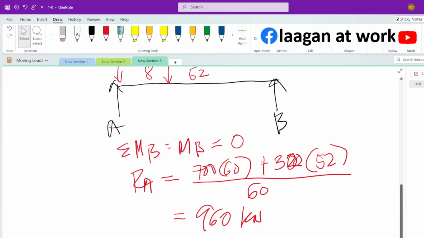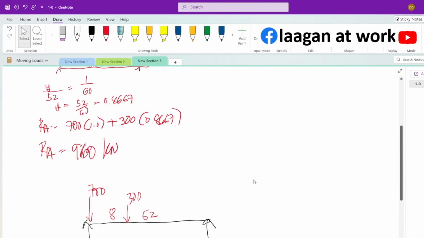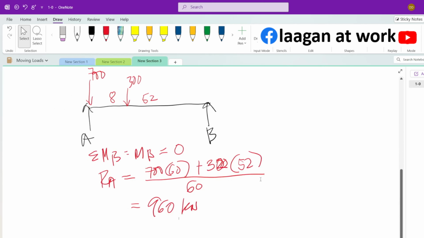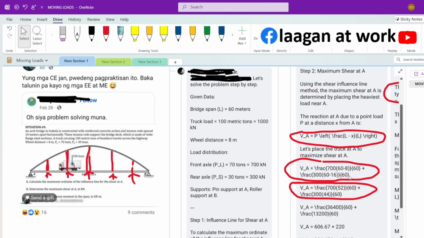So it's either you use the influence line or the summation of moments. It would still arrive at the same answer, 960. So I don't know. I'm trying to figure out, like I said, why he has only 826.67. Now, based on his calculation, it's 700 times 60 minus 8.